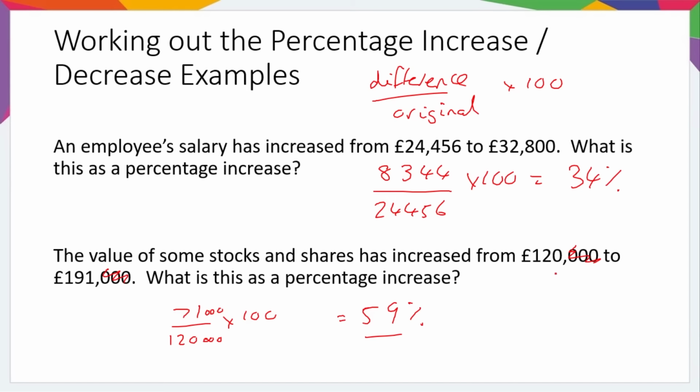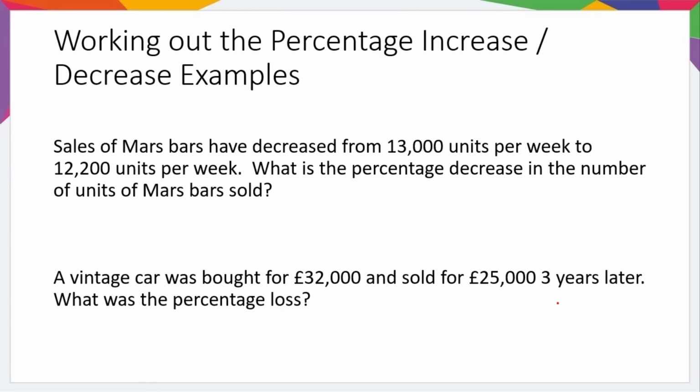Again, knowing some of these tricks, that how to ignore digits, is it going to save you loads of time? No, but you know, every little helps, doesn't it? Okay, let's have a look at this one here. So here we've been told that sales of Mars bars decreased from 13,000 to 12,200. So that is a drop of 800 Mars bars from the original amount, which was 13,000.